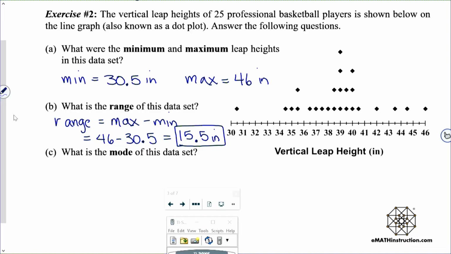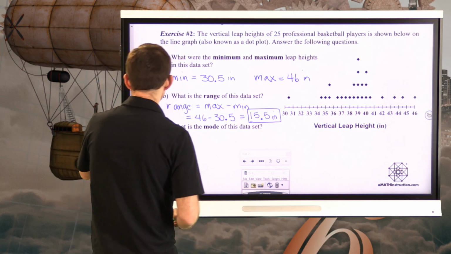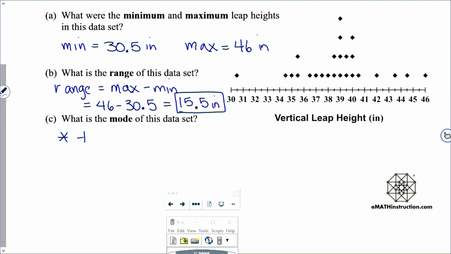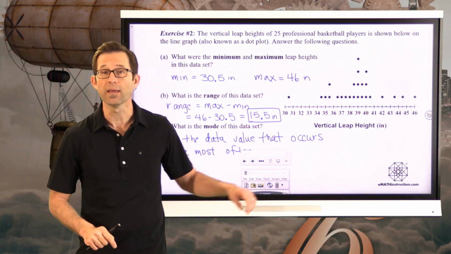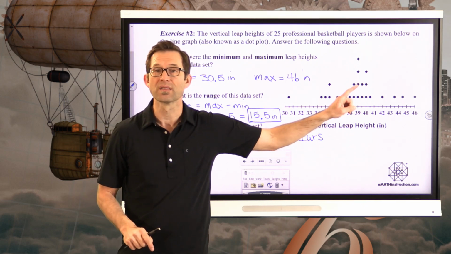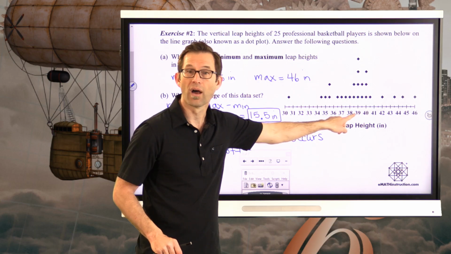What is the mode of this data set? All right, the mode is very simple. It is, by definition, the data value that occurs the most often. Now, on a dot plot, that tends to be very, very easy to see because we simply look for the number that has the most dots above it. And in that case, that number is 39 inches.